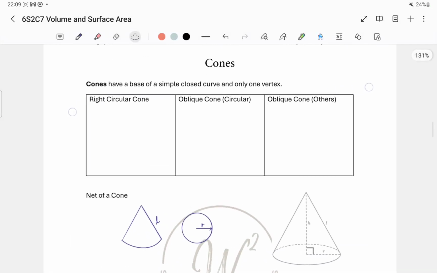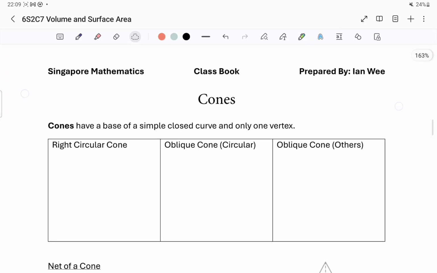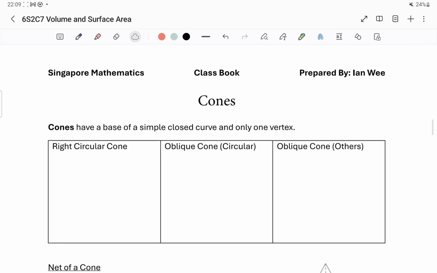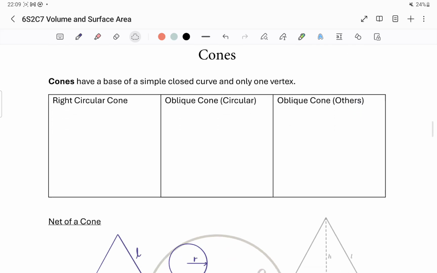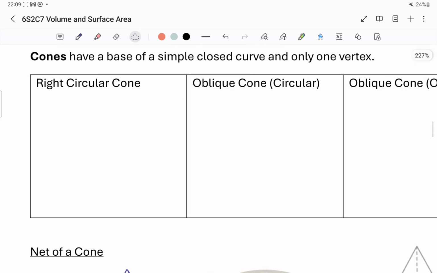Okay, so we'll be looking under volume and surface area. We have looked into pyramid. Now we'll be specifically looking into another geometrical shape, which is cone. So cones, we do have a few types. First would be the right circular cone. It's almost the same terms that you see for pyramid.